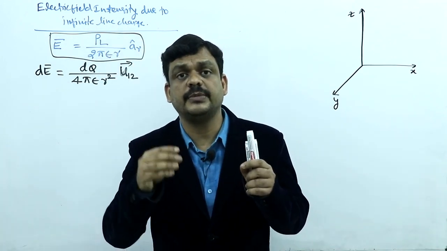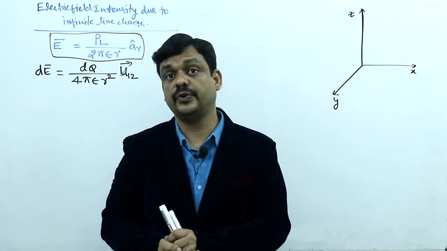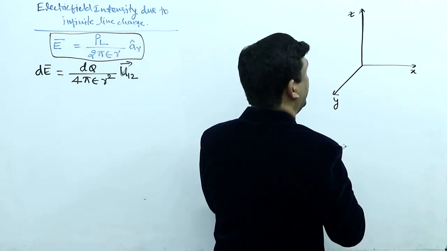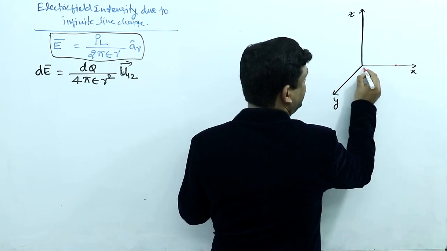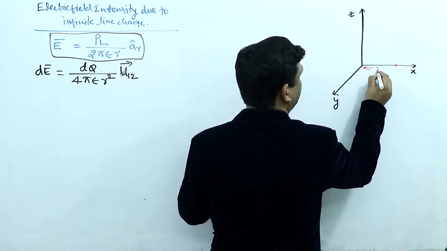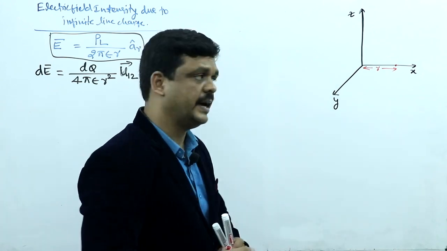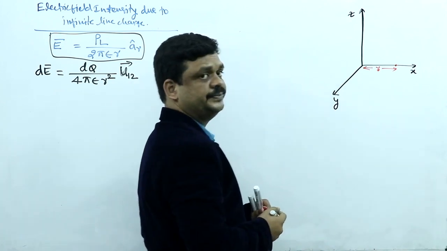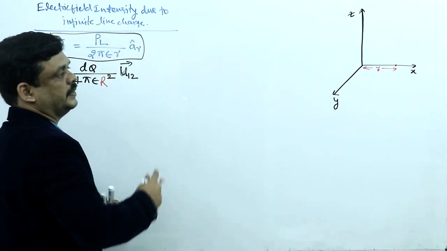Electric field intensity is nothing but the force acting on unit positive charge. For that purpose, I am placing that unit positive charge on the x-axis at a certain distance. This distance I am assuming here as r. From here to here it has some distance, this is r. Now I will write this as capital R.